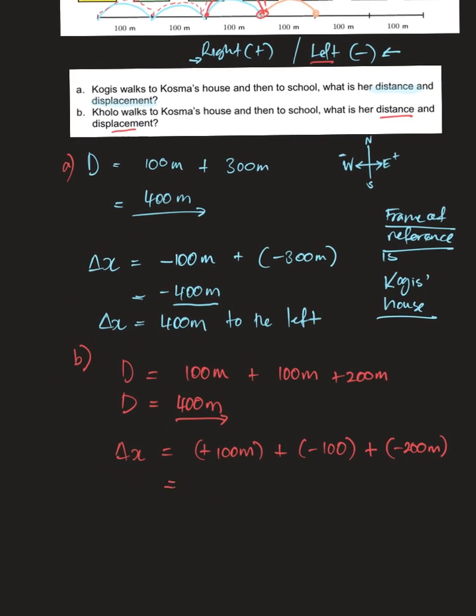So if I pop all of that into my calculator, I'm going to get negative 200 meters. So that means that the delta x is actually 200 meters, and because it's negative, I'm going to say to the left. That was her movement.